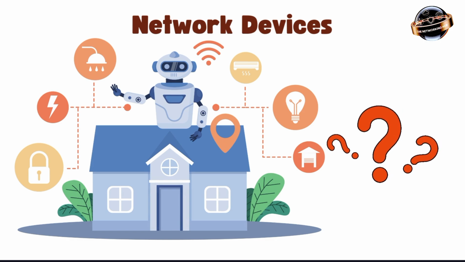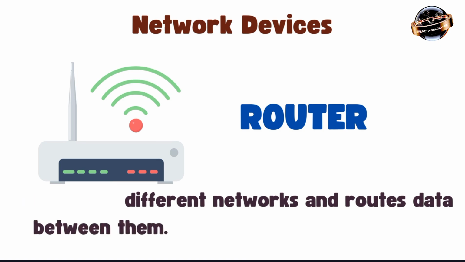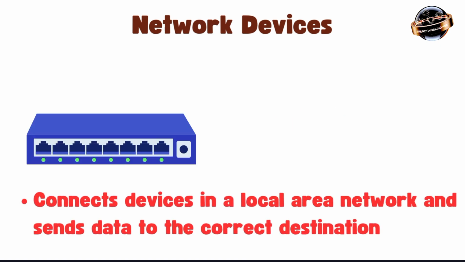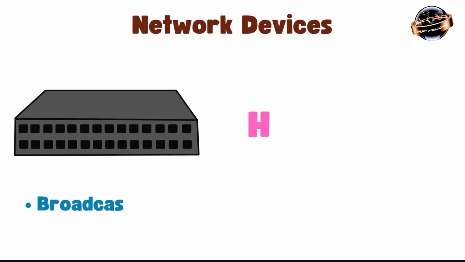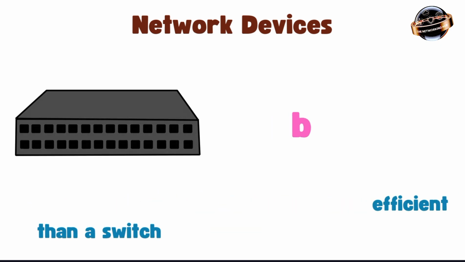Network devices. Essential devices in networking include router, connects different networks and routes data between them. Switch, connects devices in a local area network and sends data to the correct destination. Hub, broadcasts data to all devices, less efficient than a switch.